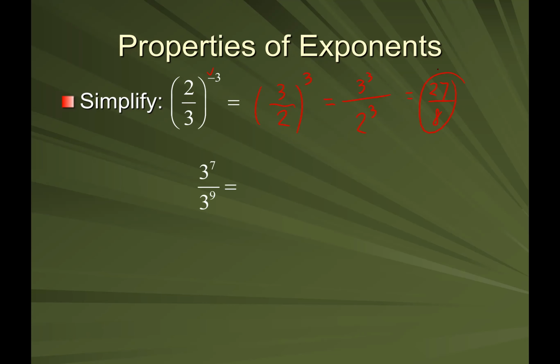And this one, if you look at it, you can just apply the rule, right? Using the power 7 minus 9, we end up with 3 raised to the negative 2nd power. Then from there, we use 1 over 3 to the 2nd power. That becomes 1 over 9.